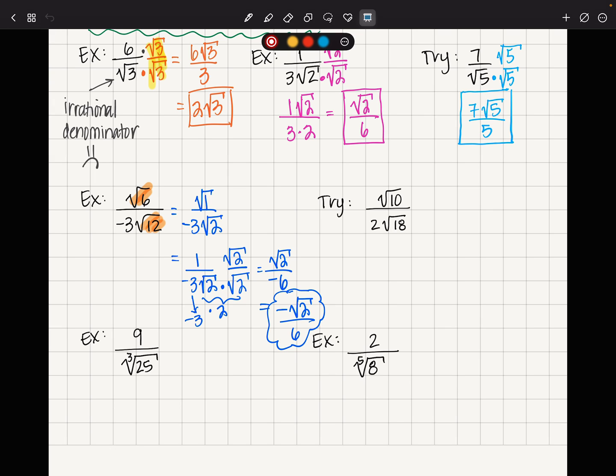Okay, see if you can do the same thing here. Do 10 and 18, since they're both under a radical, reduce? See if those reduce, and if they do, try and reduce them.